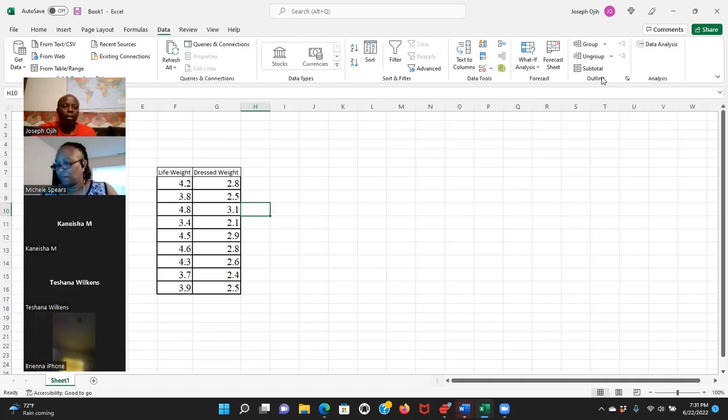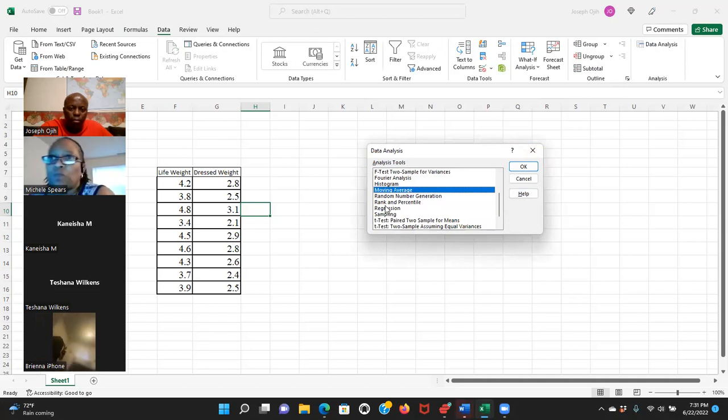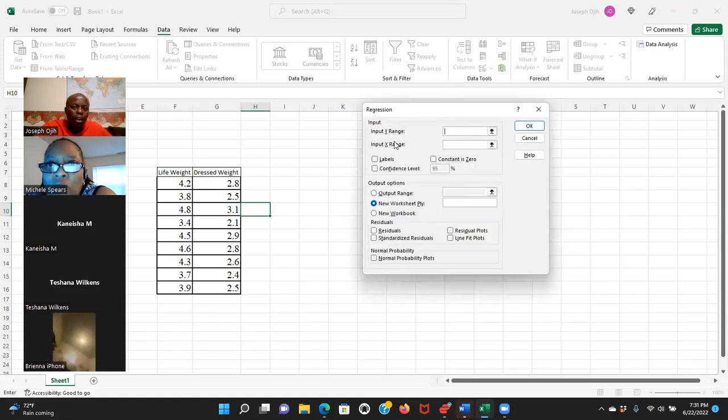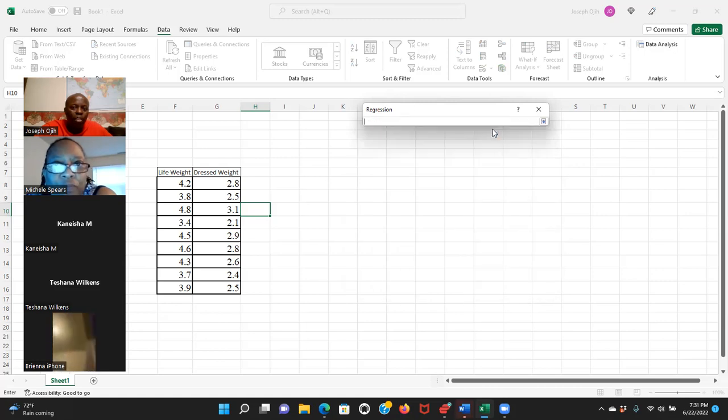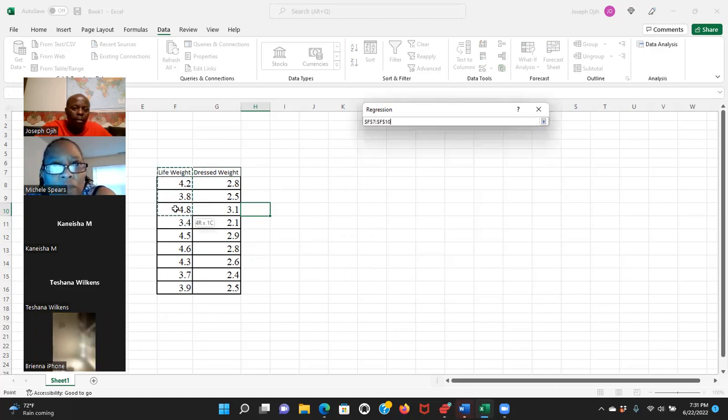Okay. So when you click on this, we are doing a regression, right? So you move down to where we have Regression. Right here. You can see my cursor, right? Yes. You click on that. Click OK. Now for the Y range is your dressed weight. So you copy everything there, including the name, dressed weight. Click inside here. And for your X range is your live weight. So you click here and select everything, including the name.